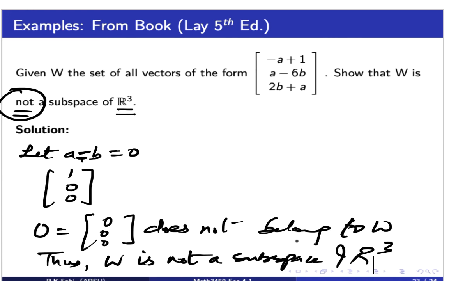As I said, just for practice's sake, we have already proved the answer. Why is it not a subspace? We only need one example to show that out of the 4 axioms, one of them is not present. And most of the time when you're proving something is not a subspace, always look for the 0 vector. That's the hint I give you.